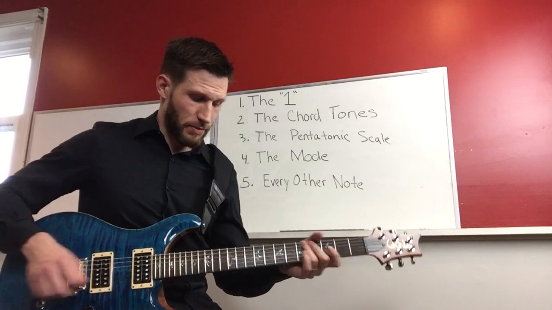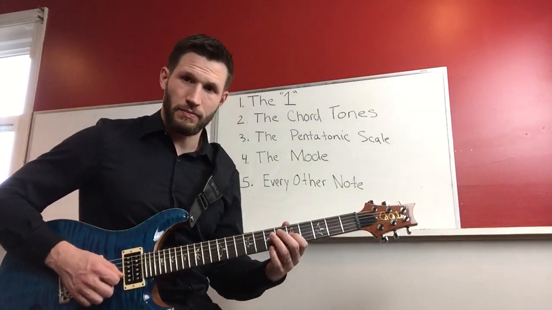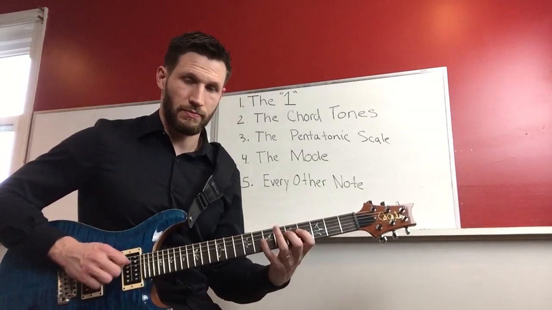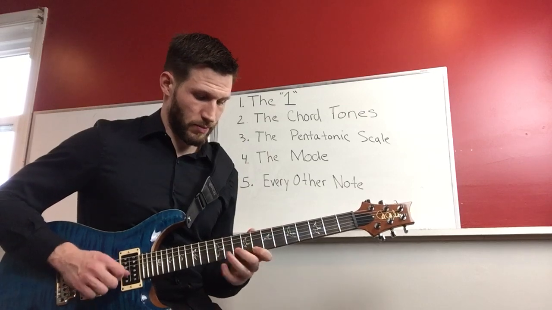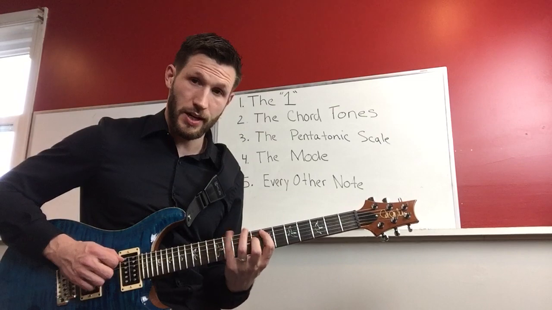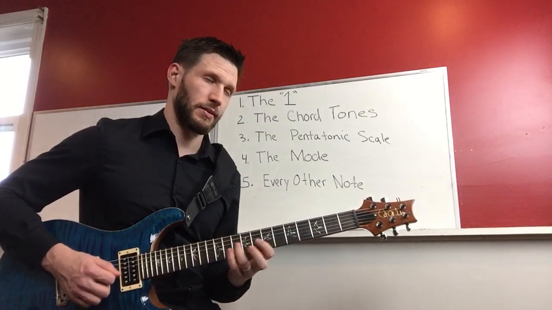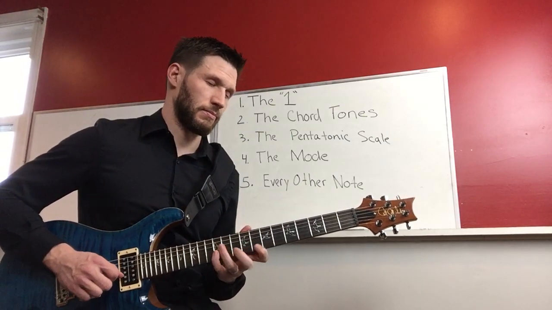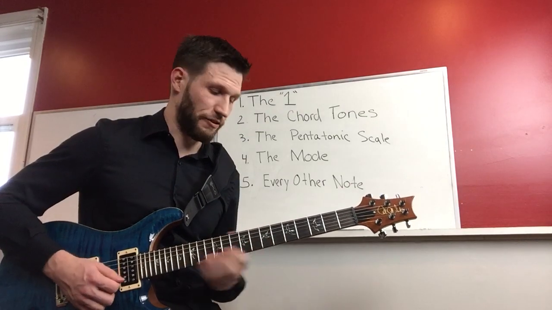Okay, and then the 3 minor modes, which is Dorian, Aeolian, and then Phrygian.